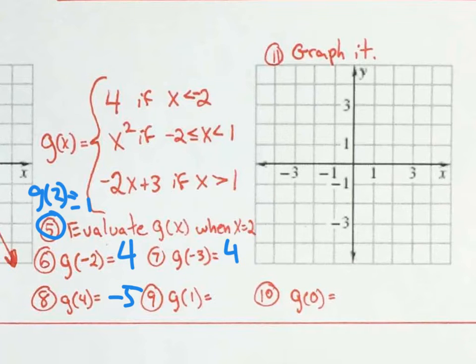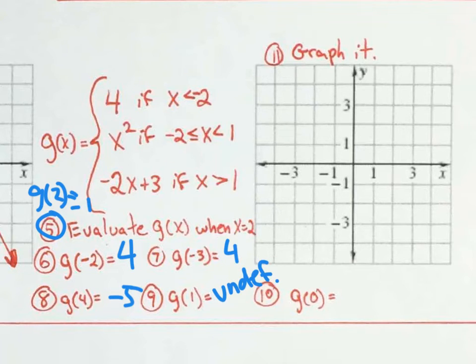Guys got it? Now, how about g of 1? This one's a little tricky. Am I going to plug in the 1 right here? Is 1 less than negative 2? No. Is 1 less than 1? No, it's equal to 1. Is 1 greater than 1? No. So, what the heck? According to this function, g of 1 is undefined. It's undefined because you can't plug in 1 anywhere. You just can't do it. It doesn't make sense, right? It doesn't meet these conditions.